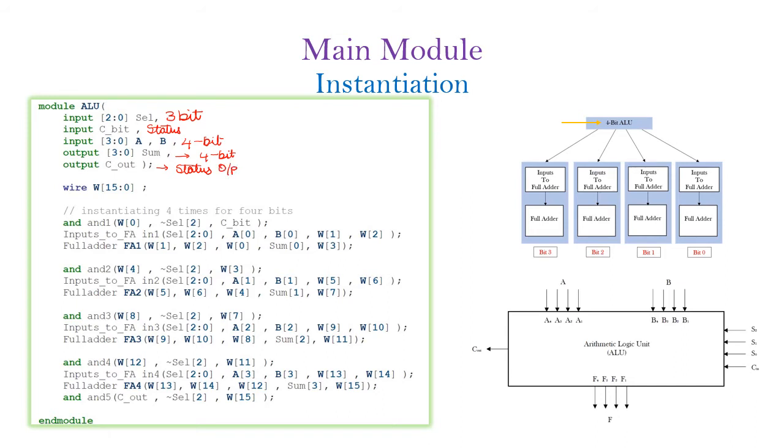We can see in this block diagram, A is a 4-bit wide operand 1, B is also a 4-bit wide operand 2, and we have a 3-bit wide selection line. Cin is a status input bit, Cout is the output status bit, and we have F as a 4-bit result. We instantiate a 1-bit ALU 4 times. We can clearly observe that we have instantiated the smaller modules, inputs to full adder and full adder, and this AND gate is for propagating the carry from one stage to another.